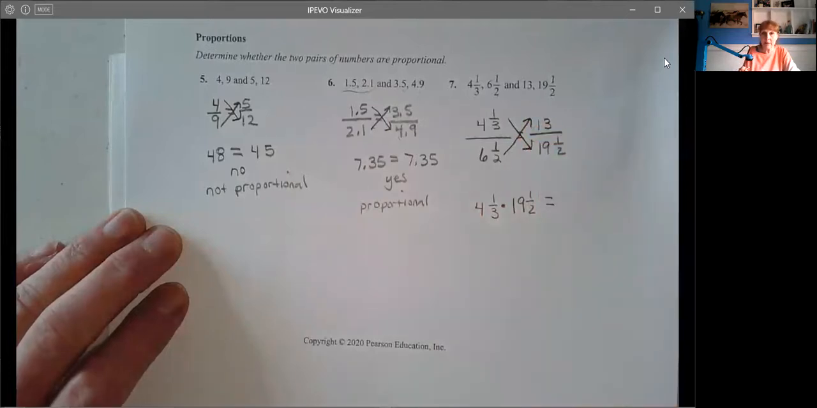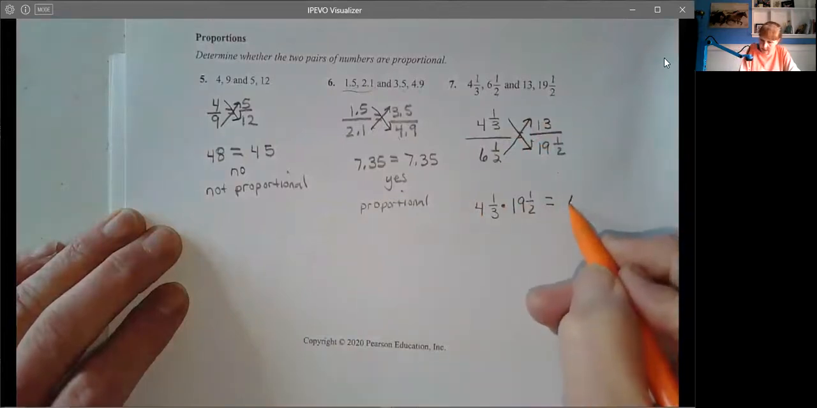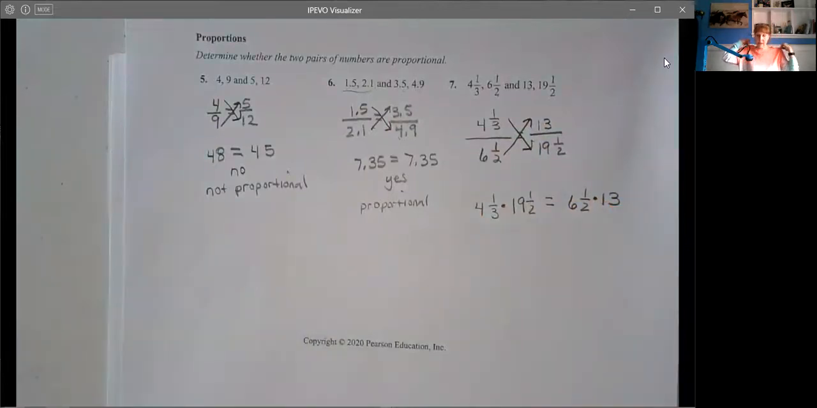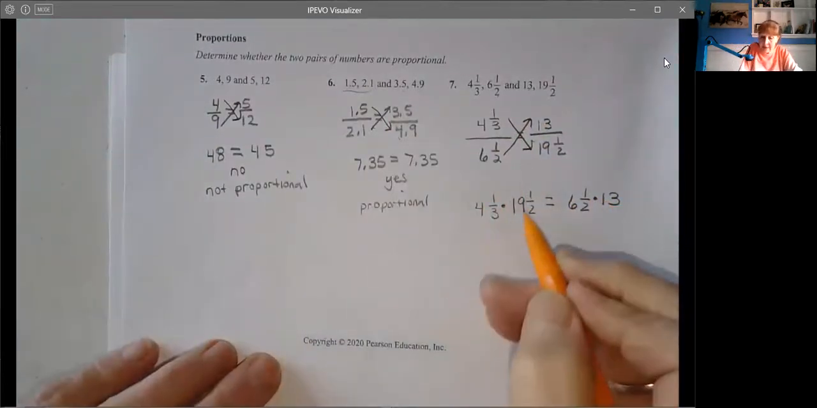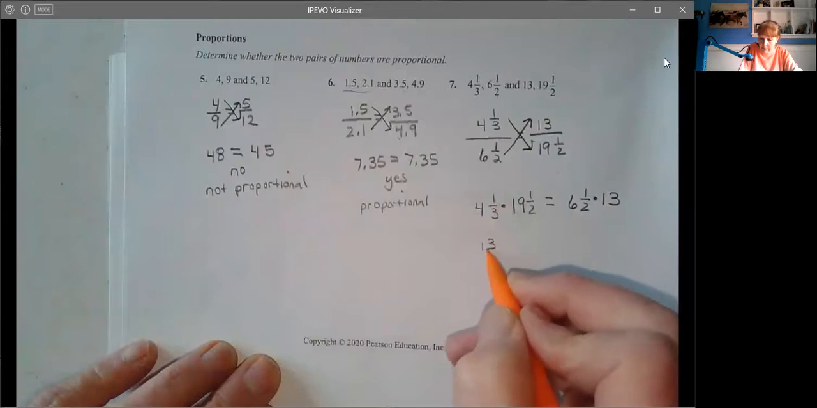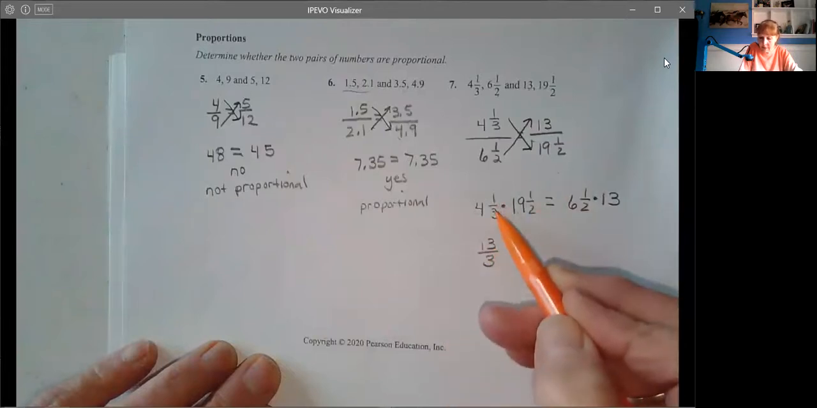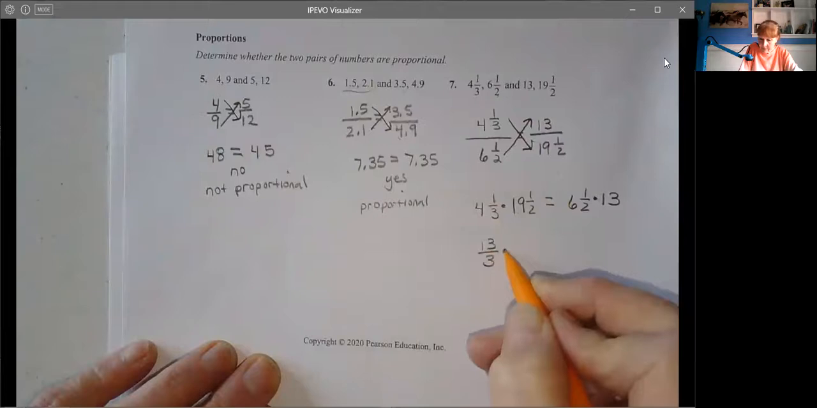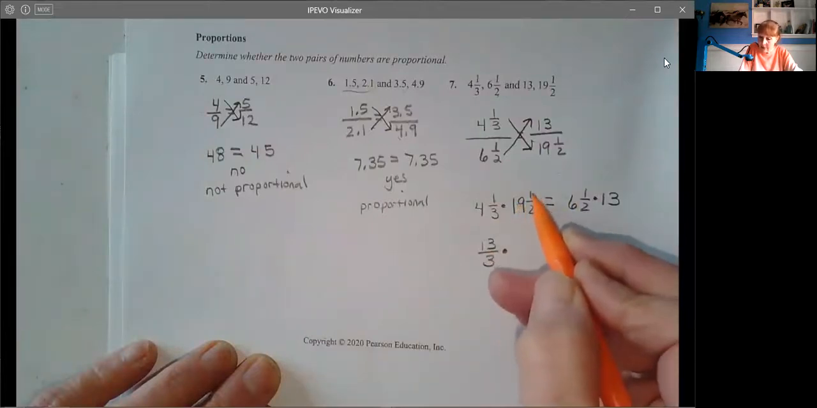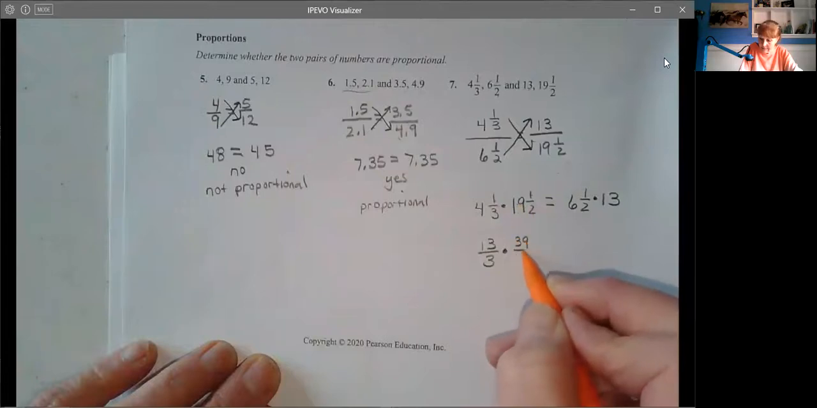Now remember, product means the answer in multiplication. So we're doing the cross product, we're multiplying. So we've got 6 1/2 times 13. And now you need to multiply these together. So this is 4 times 3 is 12 plus 1. I'm making them fractions. I took my mixed number and made it a fraction. I'm going to take this 19 times 2 is 38 plus 1 is 39.